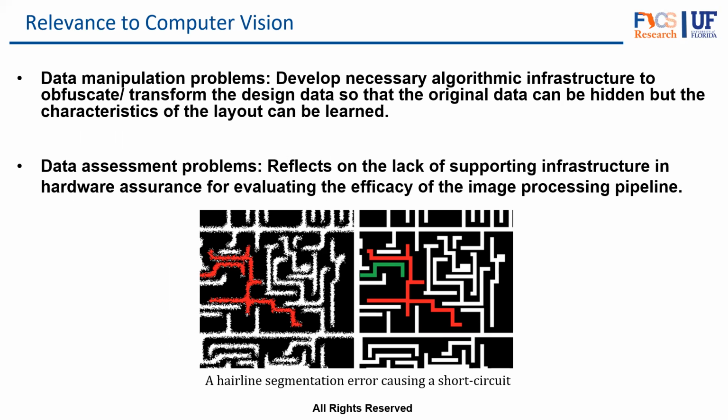Currently, image quality metrics are limited to intersection over union, structural similarity, and mean squared error. These fail terribly when they encounter hairline segmentation errors. These errors change the functionality of the circuit but provide high quality scores.